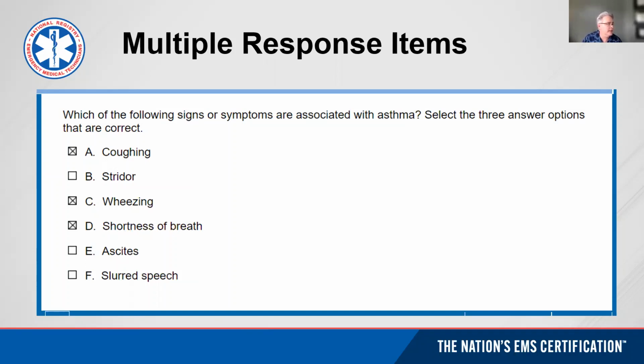But do note that there are 3 correct answers. There's 3 incorrect. If this was a 5 answer option, you would see the instruction to select the 2 answer options that are correct. So again, here you would see 3 incorrect answers, whether we're using a 5 or a 6 answer option. So if there's 5, there's 2 correct answers, 3 incorrect. If there's 6, there's 3 correct answers and 3 incorrect.